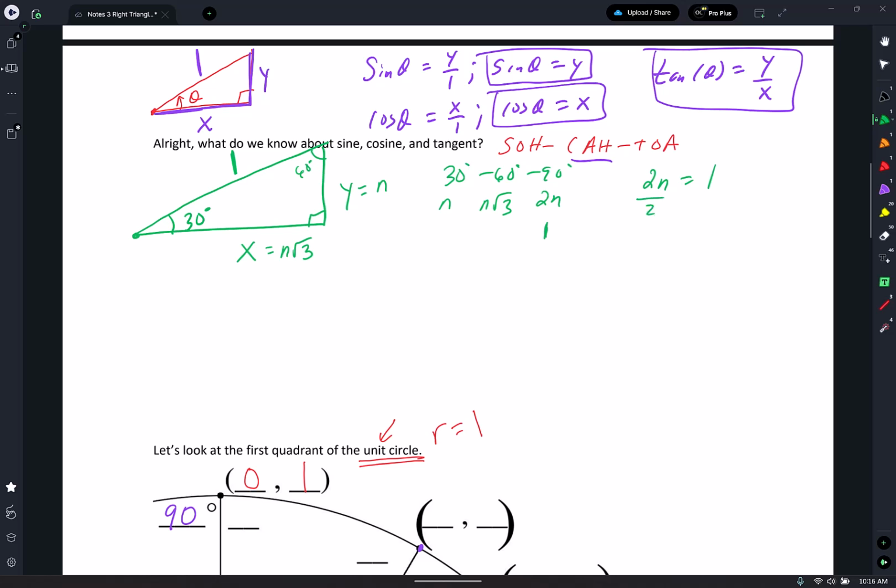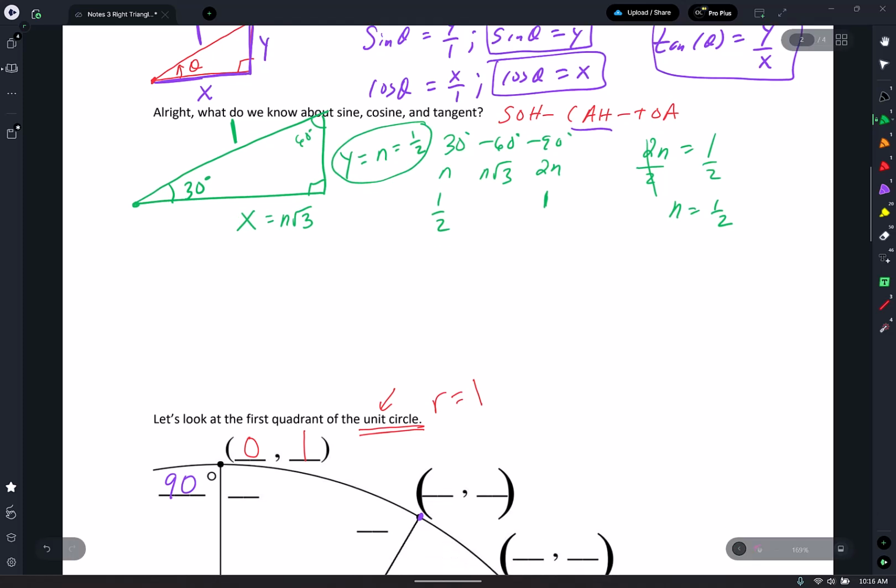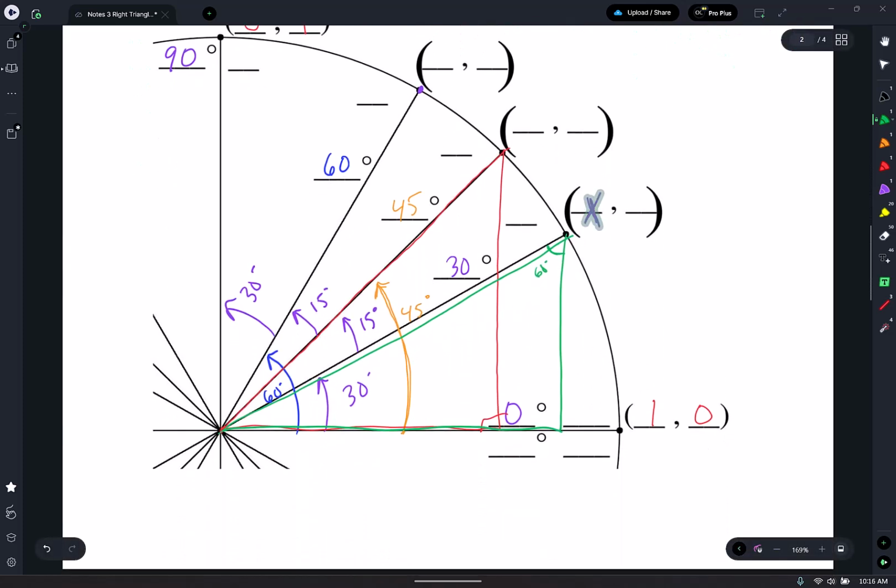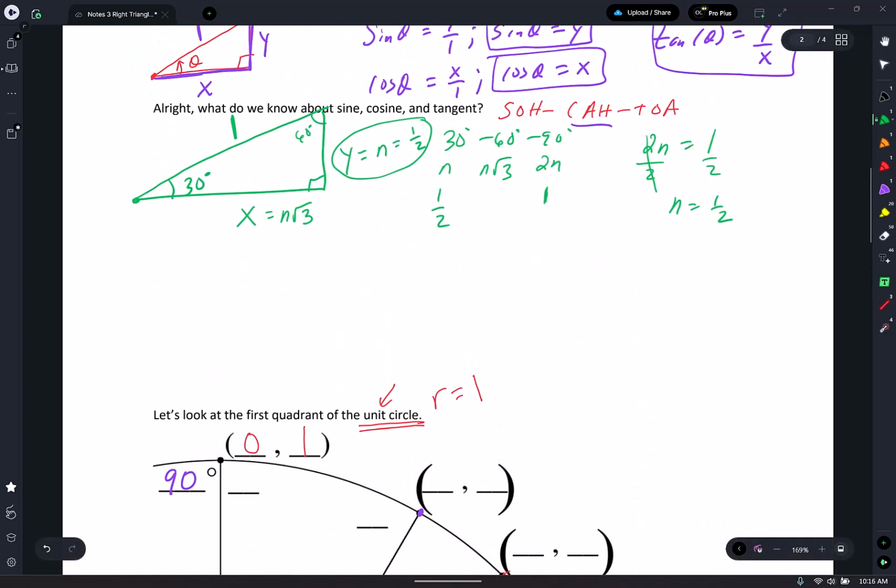Divide by 2. N equals half. So there it is. I put a half right underneath that. So wherever I have my n, I put a half. So what is the y value? Yeah, 1/2. So I put a 1/2 right here. Use that little dashed line as your fraction there. It makes it easier to write. Do you guys see how we got it?